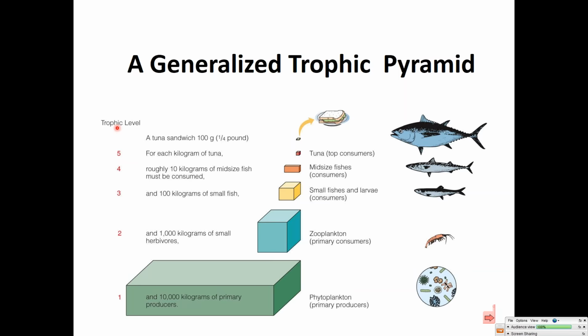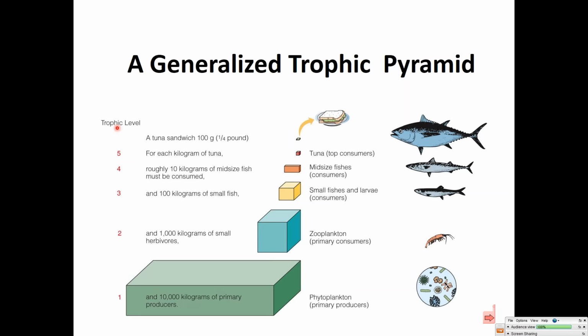So this is a generalized trophic pyramid. In a trophic pyramid, it basically shows how energy and biomass is transferred up the food web. So in general, an organism has to eat about 10 times its mass to sustain life. So that means 10% of the biomass at a given level of the trophic pyramid gets transferred up to the next level.